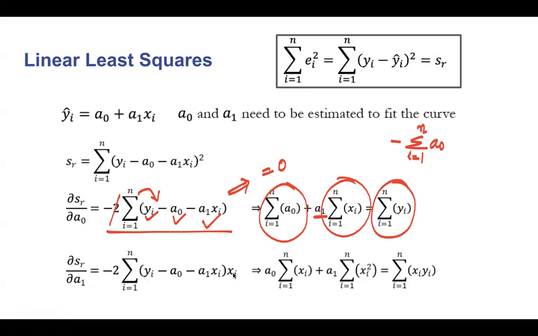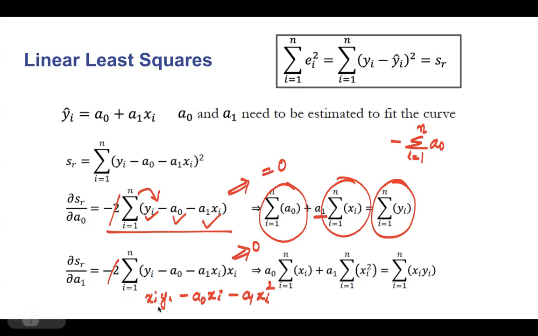Now let's take this xi inside the bracket. Now what will happen when you take xi inside the bracket? You will have yi xi minus a0 xi minus a1 xi square, right? This is what you get. Now you can take the sigma inside, and since you're equating it to 0, this minus 2 also will get cancelled. So now let us equate it to 0 and take the sigmas inside.